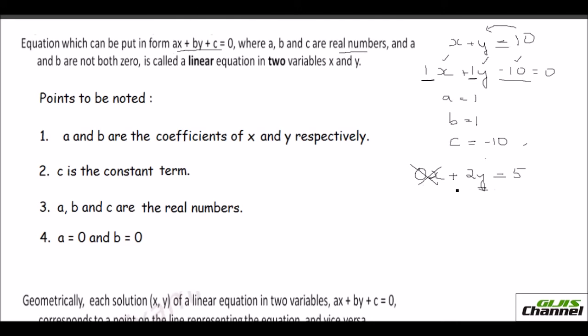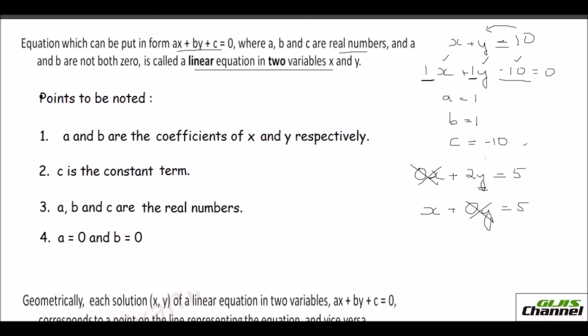So likewise, even your y cannot be 0. Say for instance, if you have x plus 0y, that means the y is 0 there and you don't have the value there. So what happens? This y is gone, and now it is a linear equation but in one variable. So to have it as a linear equation in two variables, your coefficients shouldn't be 0.